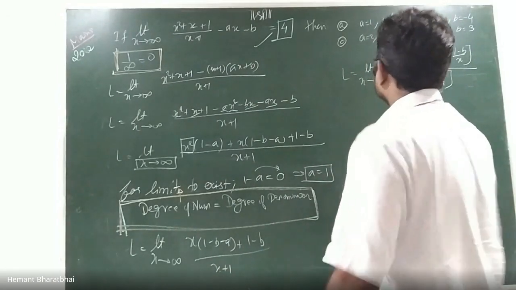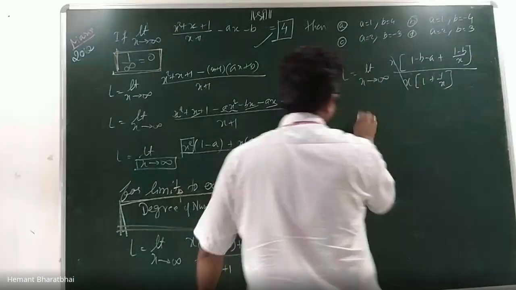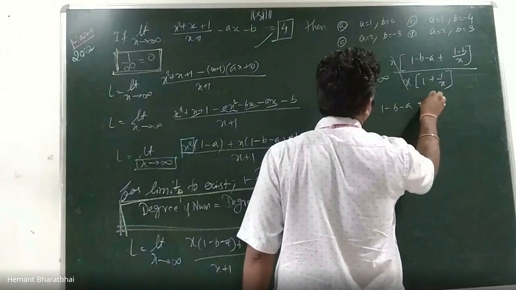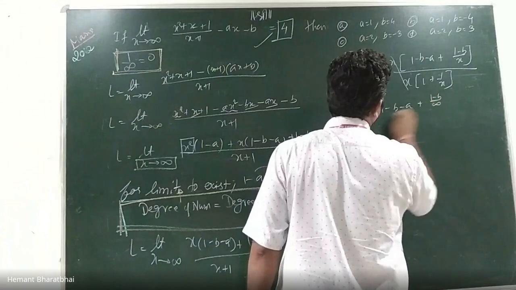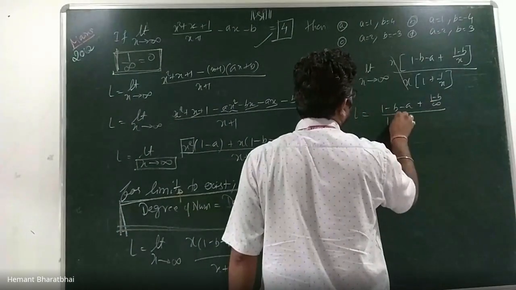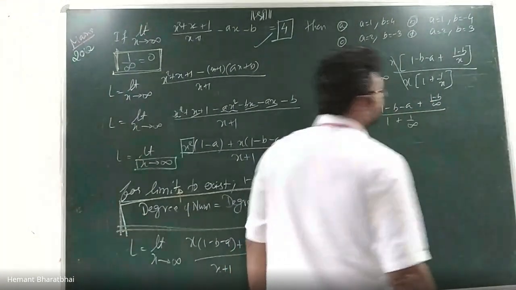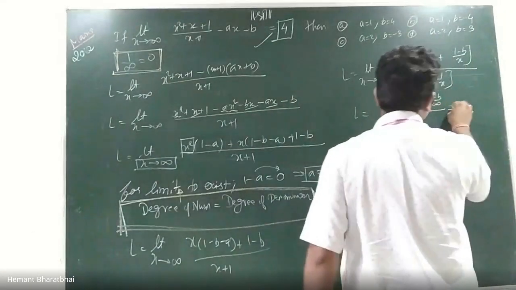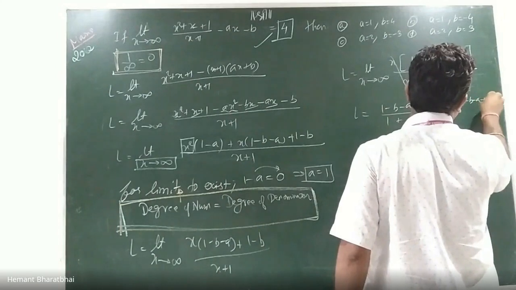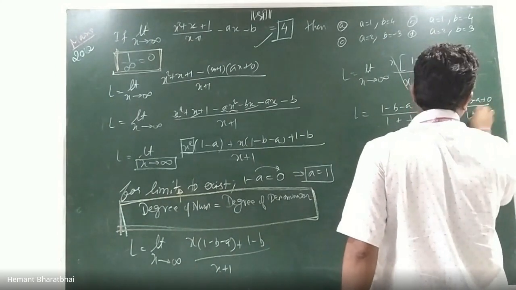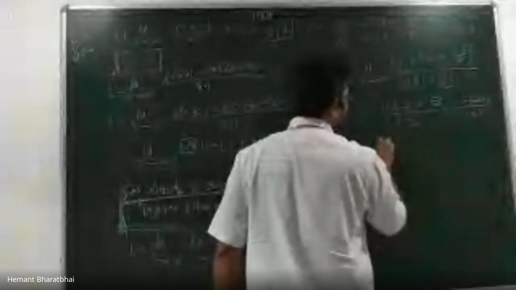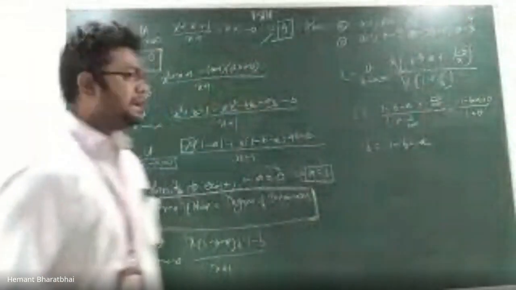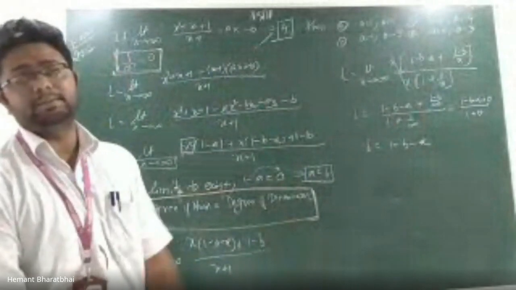So this x and this x get cancelled, so we'll substitute the limits. I'll get L is equal to (1 minus b minus a upon 1 minus b upon infinity) upon (1 plus 1 by infinity). So we know something upon infinity is 0, so this will become (1 minus b minus a plus 0) upon (1 plus 0). So I get L is equal to 1 minus b minus a. So I get the value of limit is 1 minus b minus a.